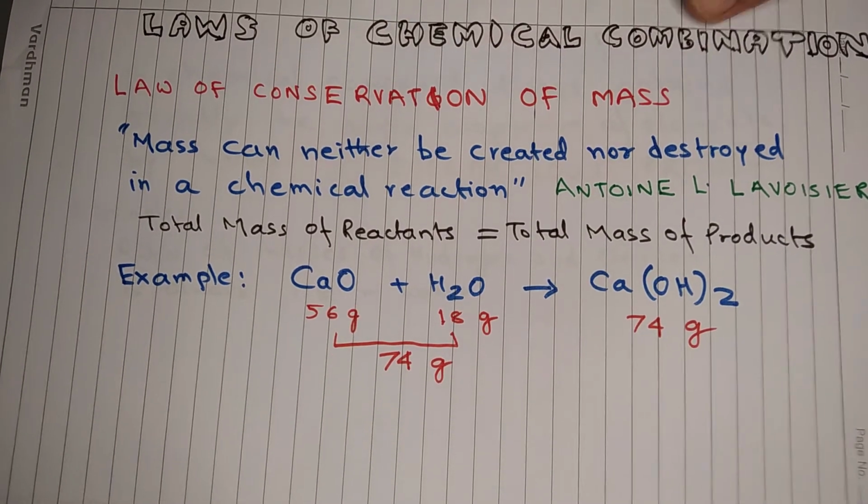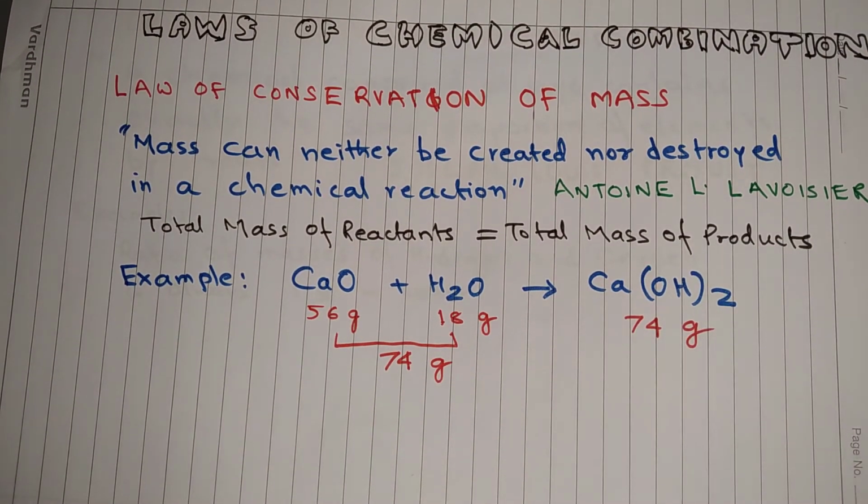Now let us move on to laws of chemical combination. There are three laws in this. One is the law of conservation of mass, next is the law of definite proportion, and the third is Dalton's hypothesis or Dalton's atomic theory.